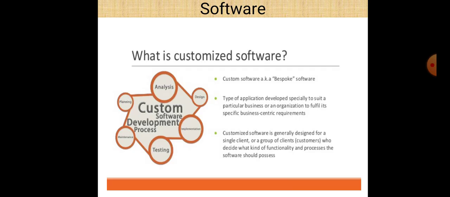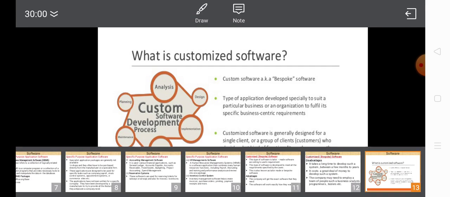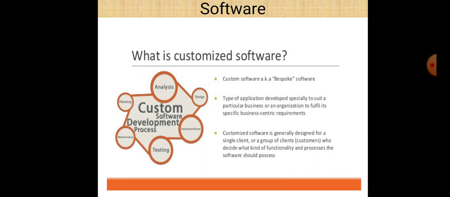So this is the life cycle of customized software: planning, analysis, design, implementation, testing, and maintenance. First of all, we plan for a software. In the analysis phase, we analyze the software in detail, and in the design phase, we make a layout for the software. Then implementation means the coding phase, then testing, and after that, maintenance. So this is the life cycle of a customized software.